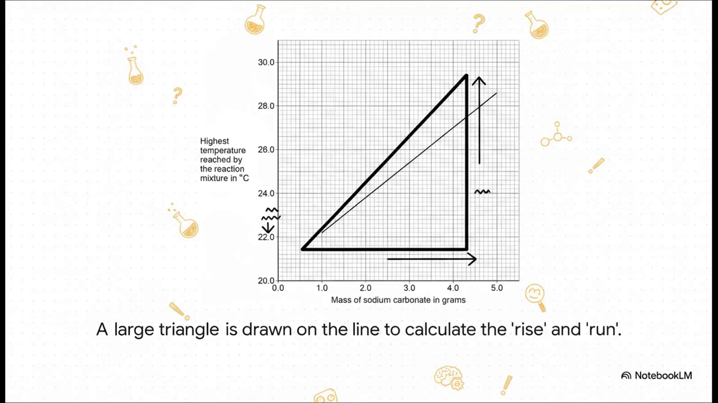Okay, so how do we do it? You're going to want to draw a nice, big triangle right on that line of best fit. Seriously, the bigger the triangle, the more accurate your answer will be. So let's pick 2 points, say from 1.0 gram up to 5.0 grams on the x-axis. That's a change of 4.0 grams, right? Now we just look at the corresponding y values. At 1.0 gram, the temperature is 22.2 degrees, and at 5.0 grams, it's 28.6. So the change in temperature is 6.4 degrees Celsius.